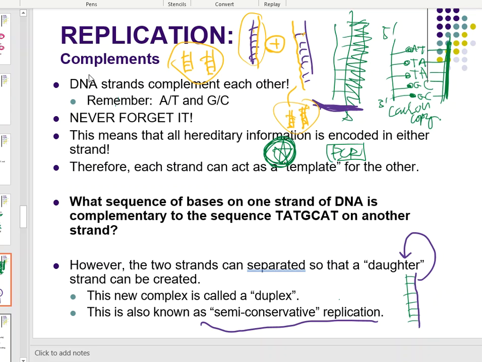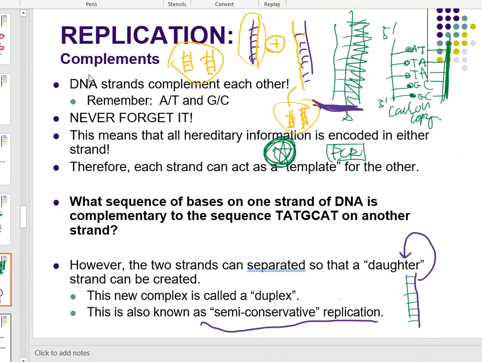Then I can take 8, rip all of those apart, let them copy. Now you can see exponentially how we can replicate and copy DNA just from one strand from one person.